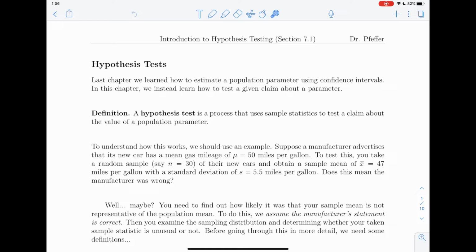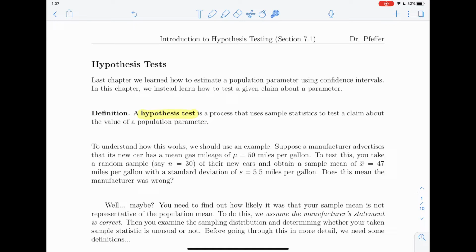So to begin with, we're going to note a definition. By definition, a hypothesis test is a process that uses sample statistics, so we're going to do something involving small sample sizes, in order to test a claim about the value of a population parameter. It may be impossible for you to determine some information about a parameter for an entire population. And so just like we did in chapter 6, where we used sample stats in order to gain some insight, we're going to do the same thing here, but in order to check given claims about a population parameter.